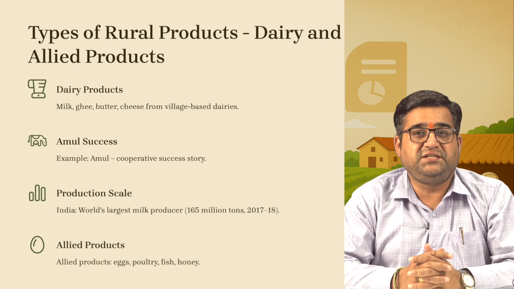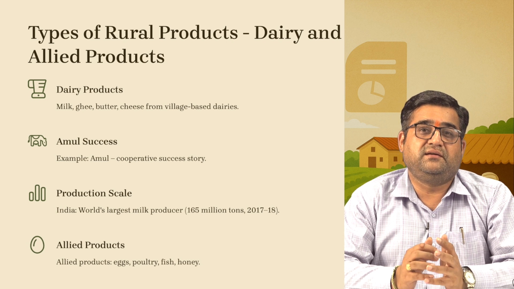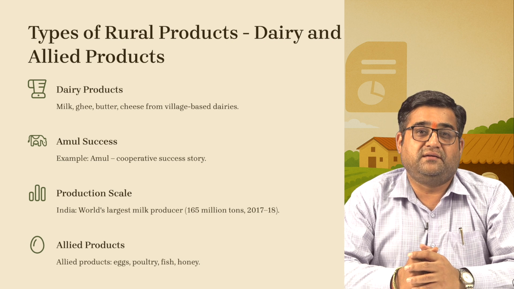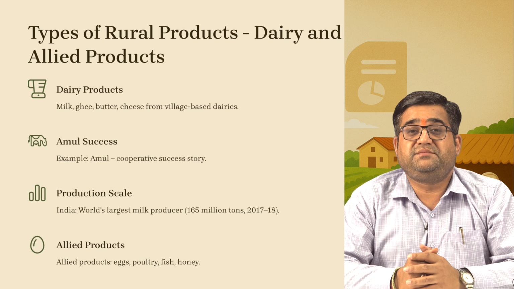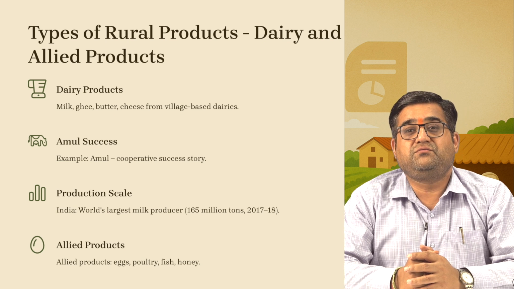Moving next, we have dairy and allied products, a key sector in rural India. Millions of small farmers, each owning a few cattle, support this industry. Milk and milk products like ghee, butter and cheese are produced in villages and often marketed through cooperative networks. A prime example is Amul, which spearheads India's white revolution. Thanks to the cooperative movement, India has become the world's largest milk producer with around 165 million tons annually as of 2017-18.